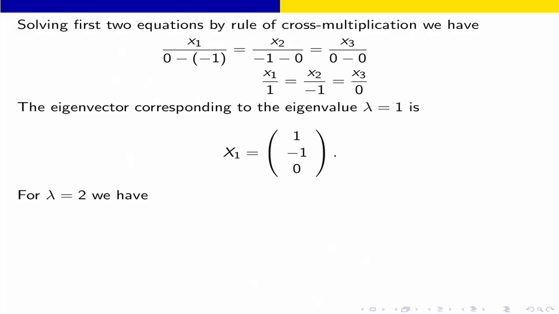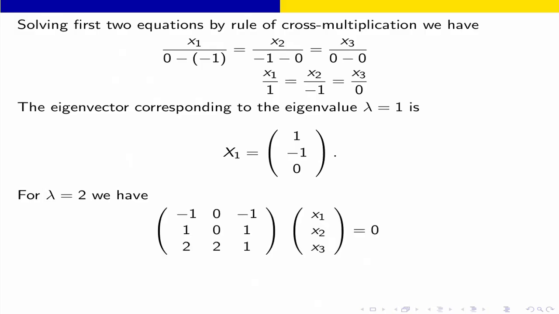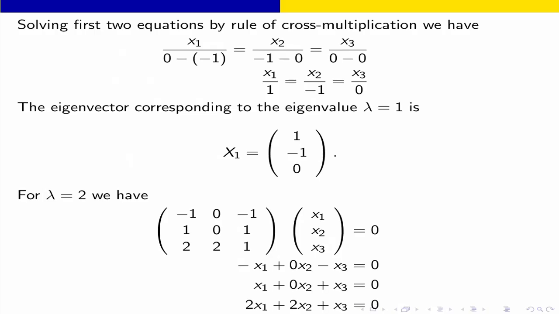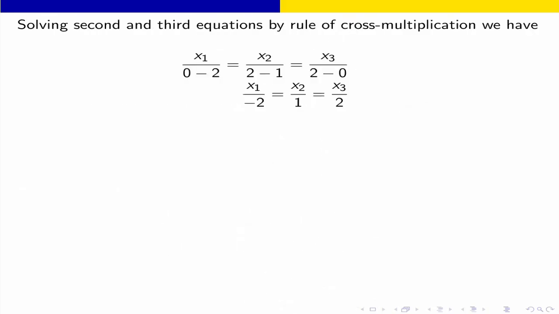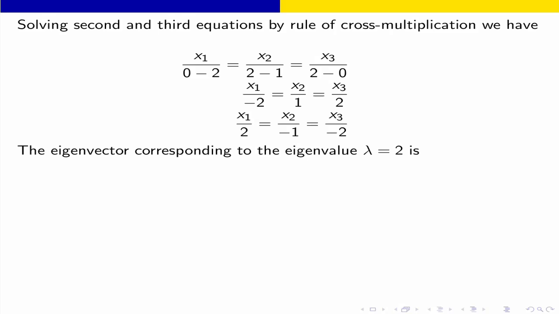So the second eigenvalue is lambda is equal to 2. In a similar way, we replace (A minus lambda I) x is equal to 0. We replace lambda is equal to 2, so we will get this matrix. The first equation is this, then the second equation, third equation. From these 3 equations, by using the cross multiplication method, we can find the second eigenvector. So the second eigenvector for lambda is equal to 2 is 2, minus 1, 2.